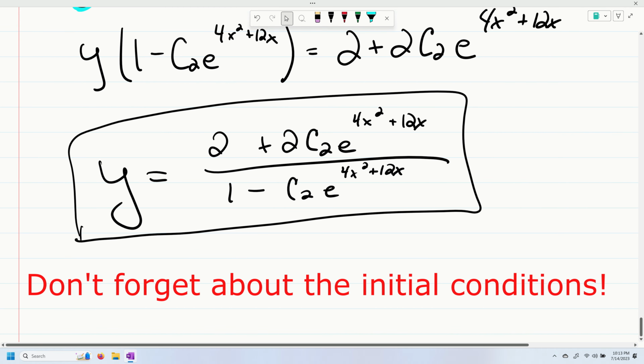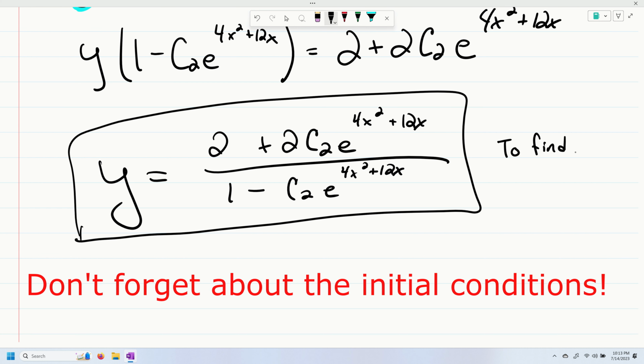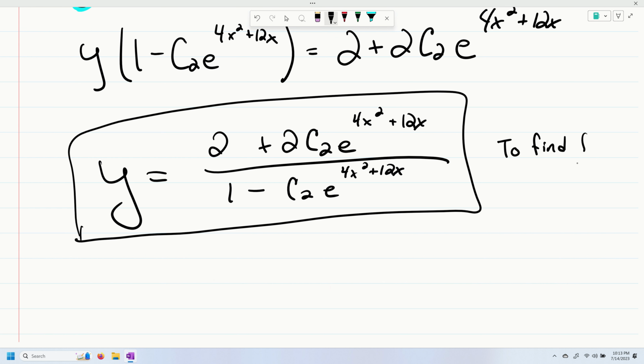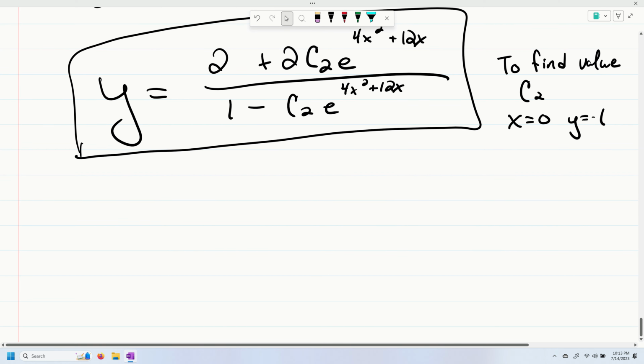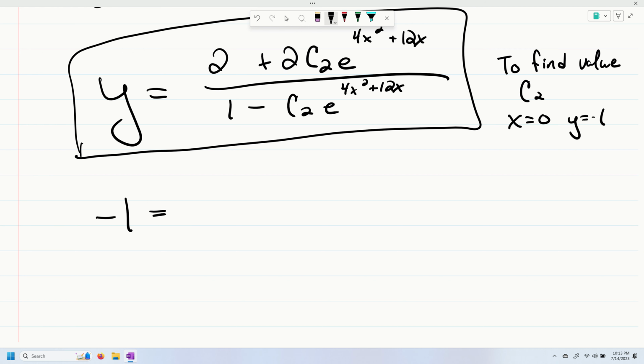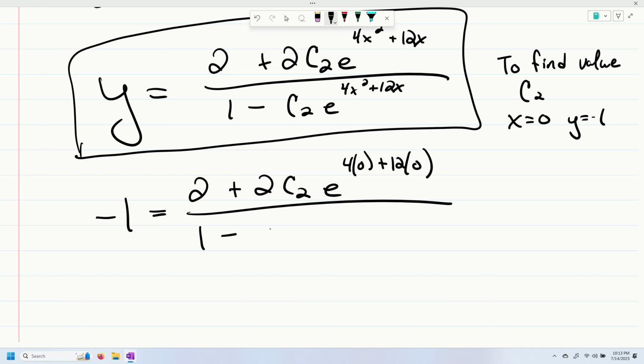We have initial conditions. So to find the value of c2, remember, x equaled 0 and y equaled -1. All we've got to do is substitute a -1 for y, and wherever we see an x, we're going to put a 0. So it's just a lot of substituting real quick. Please bear with me.